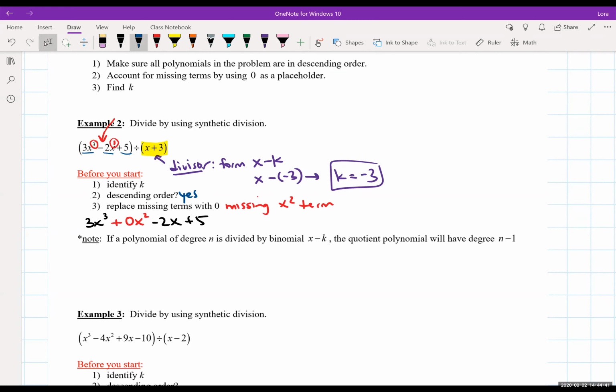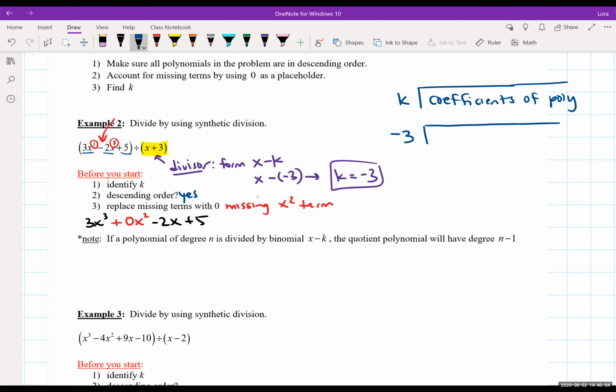Whenever I run into synthetic division, the first thing I will do for myself is put my k on the outside. I'll kind of give you the setup. And then I'll always write the coefficients of your polynomial. So what that means, my k would look like a negative 3. And then my coefficients of my polynomial in descending order, I'll have a 3, that missing term 0. And notice I'm spacing them out for myself. I have a negative 2, and I have a 5.